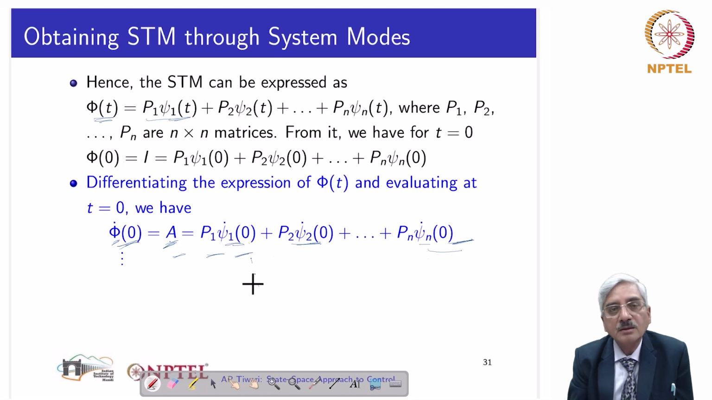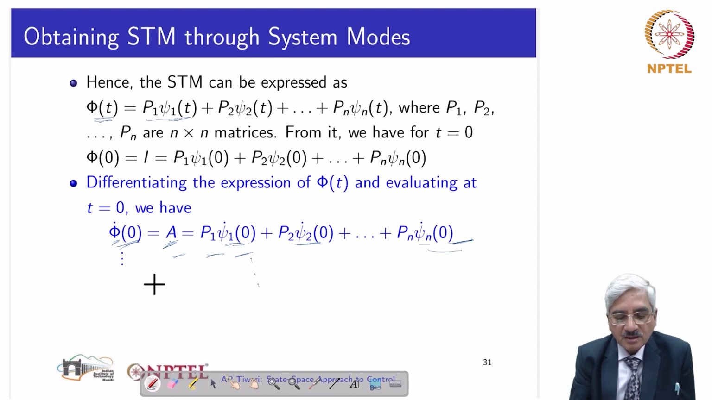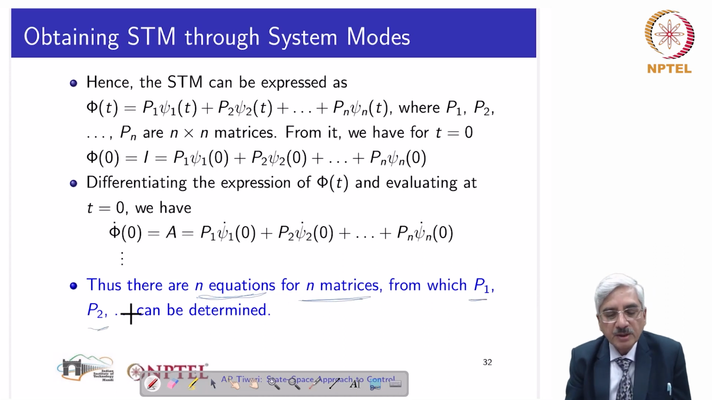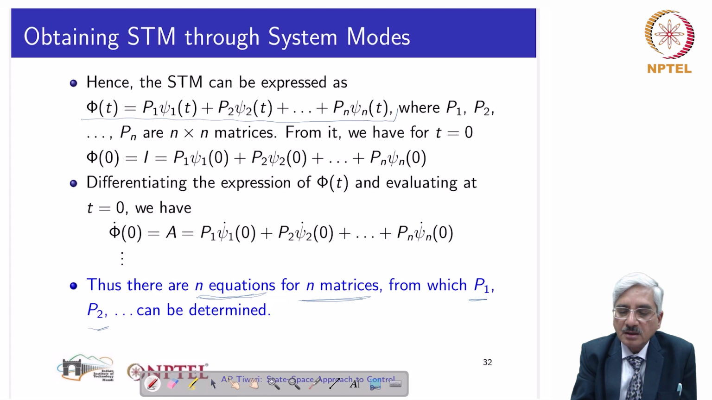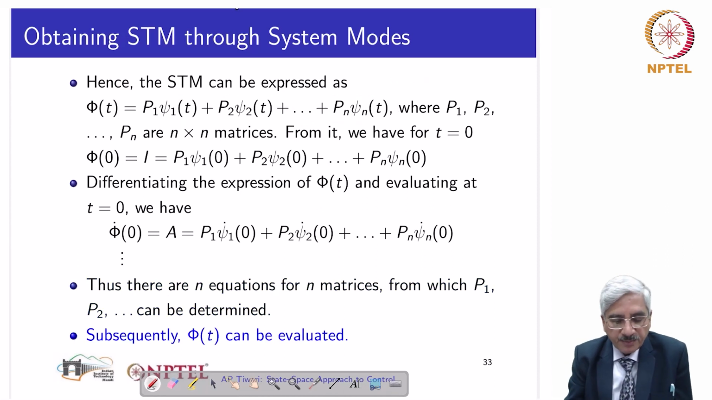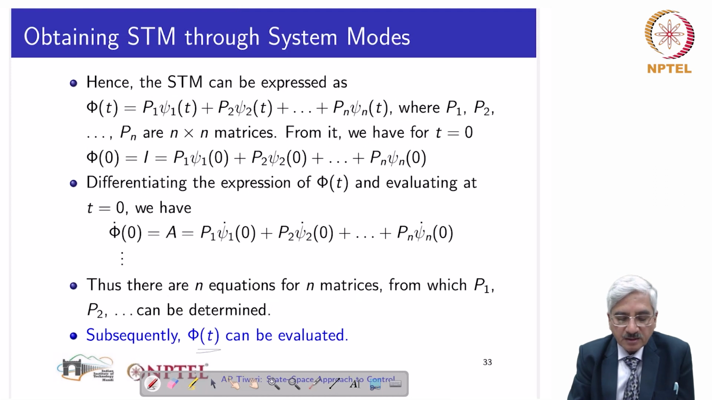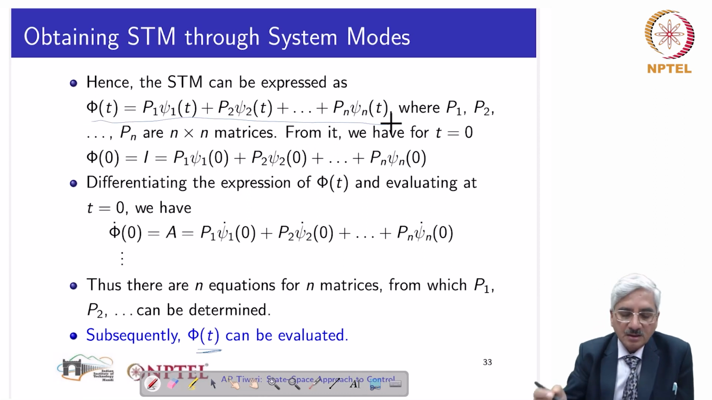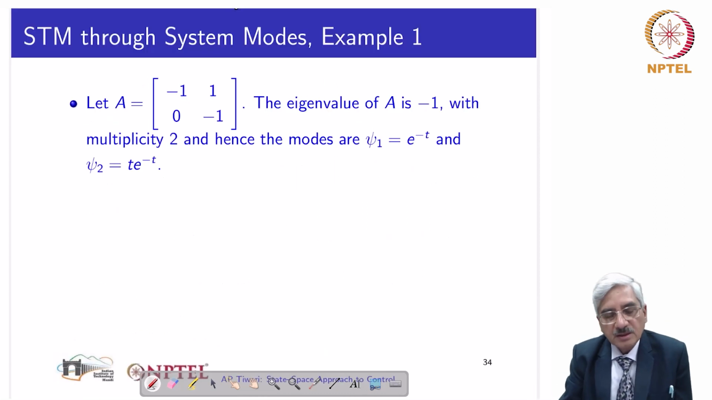In this manner we can go on, and what we see is that we get n equations for the n matrices for solving P1, P2, etc. So P1, P2, P3, etc. can be determined, and so phi t can be obtained by plugging in the values of P1, P2, etc. in this expression. This method may appear simpler for determination of the matrix phi t, which comes from this expression as I pointed out earlier. Let us see with the help of one example.